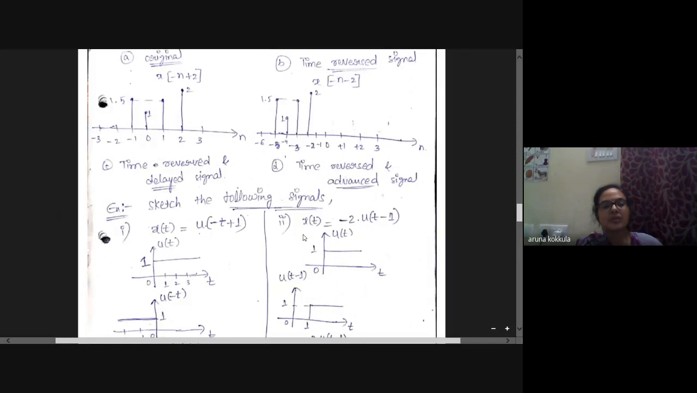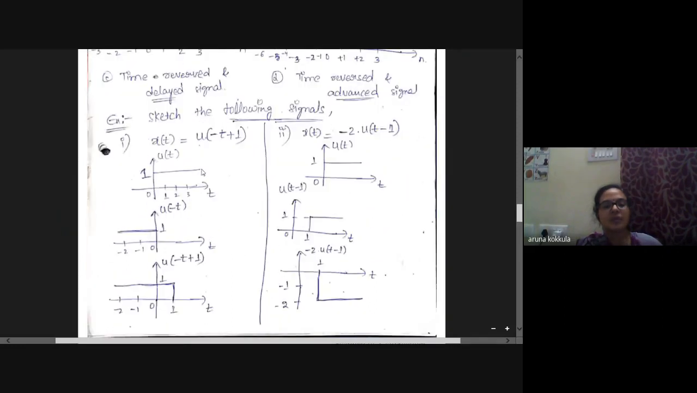Good. Sketch the following signal: u of minus t plus 1, consider u of t. Consider the unit step signal and try to apply the reversal and then the shifting.